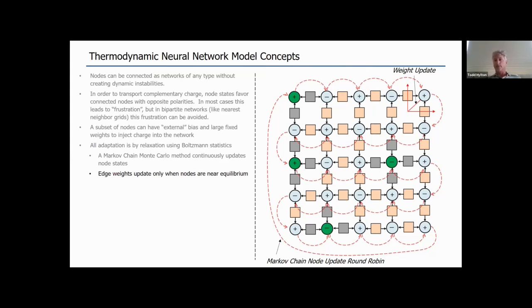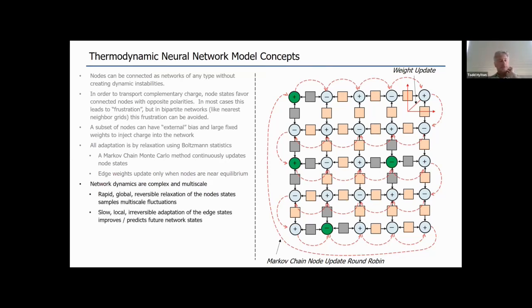If I'm not in a local equilibrium, I'm not going to update my weights. I'm simply going to communicate with my neighbors, tell them what I'm thinking, so to speak, and wait for them to change until we find a local equilibrium. So it turns out that in doing this, you can get some interesting network dynamics, which I'll show you. I view it as being two key pieces. One is a kind of rapid, global, and reversible relaxation of the node states that enables the network to sample fluctuations over multiple scales. In other words, if I'm not making any irreversible changes and I'm sending changes to my neighbors or sending changes to their neighbors, we can all fluctuate until we find a common state that we agree upon before any of us makes an update.